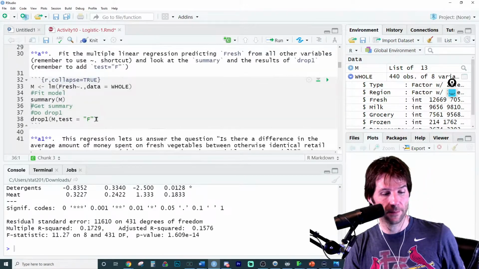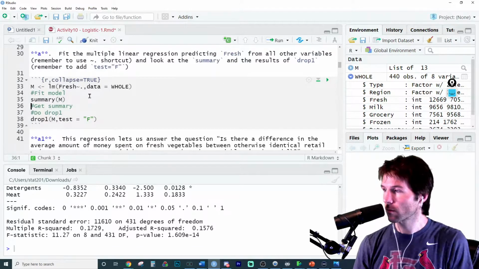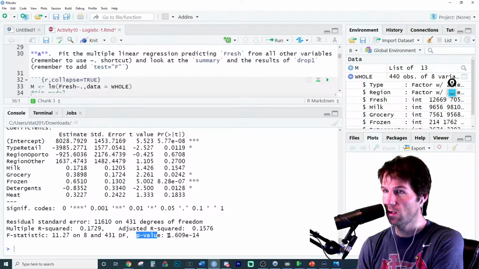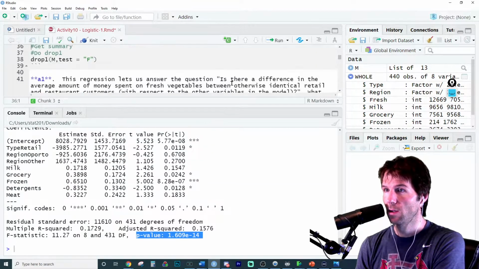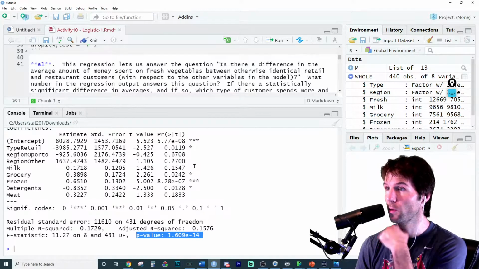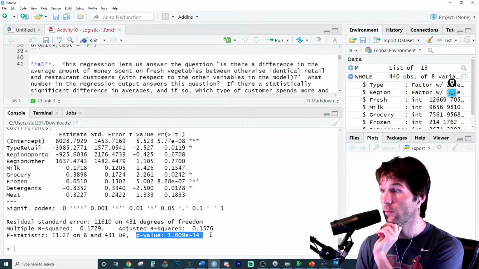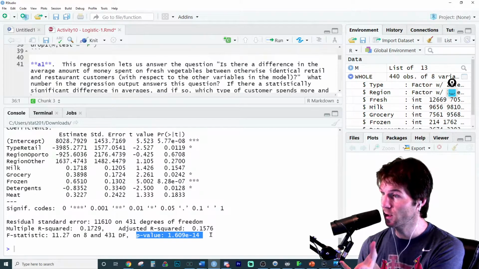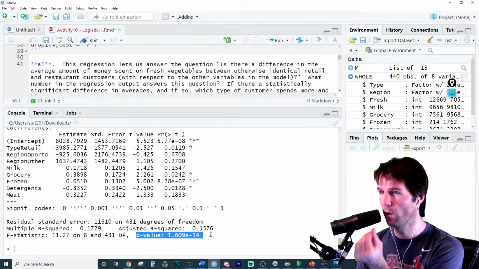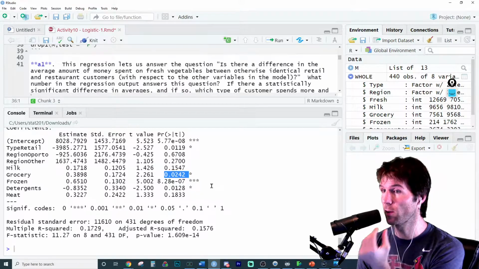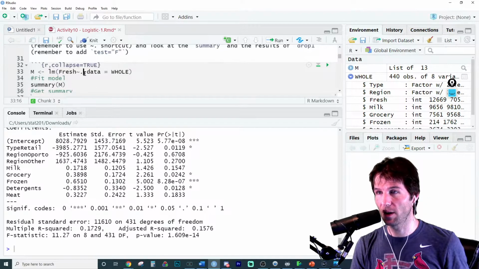Let's look at the summary. What we have right here is the significance of the model, and the model itself is super significant. So the whole regression by itself is super significant, telling us that this model helps us explain differences between these customers. Very, very significant differences. Now, the p-values up here tell us whether or not these variables bring with them new information. Milk might be significant.